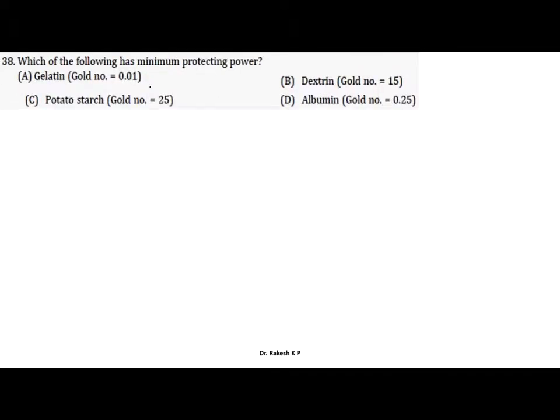Which of the following has the minimum protecting power? So the protecting power mainly depends upon the gold number. So protecting power is inversely proportional to the gold number. See this one. If the gold number is the maximum, the protecting power will be the minimum. So now we just identify.